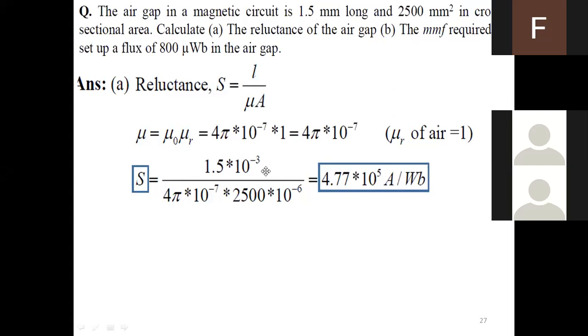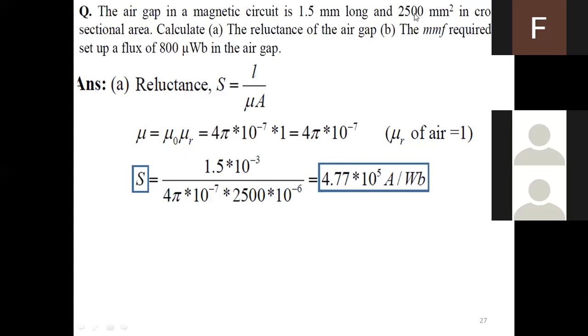Okay. See, first you have to write the given data. The length of the magnetic circuit is 1.5 mm. M means milli here. So 1.5 into 10 to the power of minus 3. Length is 1.5 into 10 to the power of minus 3. Remember this one.